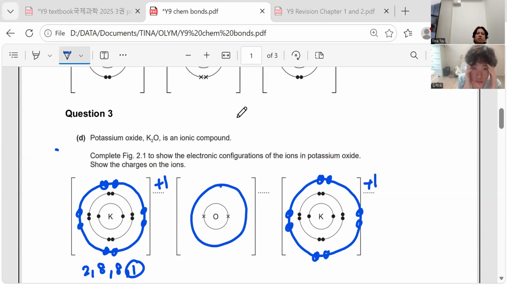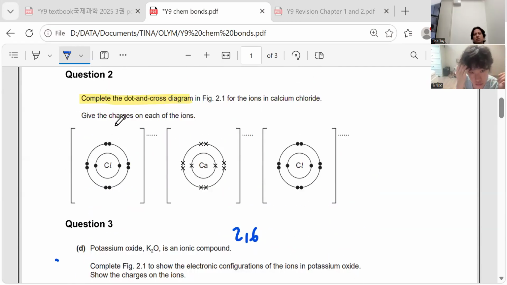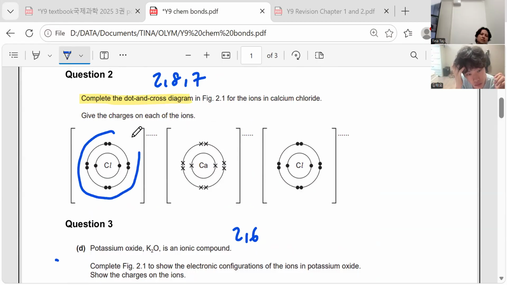Oxygen is originally 2, 6. So 1, 2, 3, 4, 5, 6. It receives 1 from each of them, so 2 negative. Got it correct now? Chlorine from 287 becomes 288. You must be very, very careful what you draw. 1, 2, 3, 4, 5, 6, 7, the 8th one.